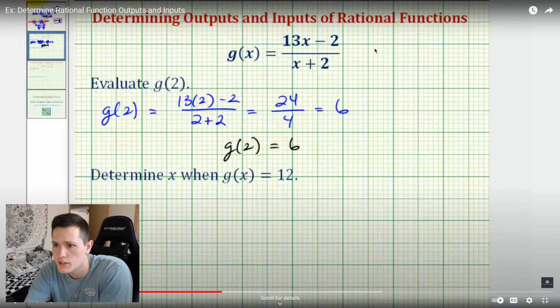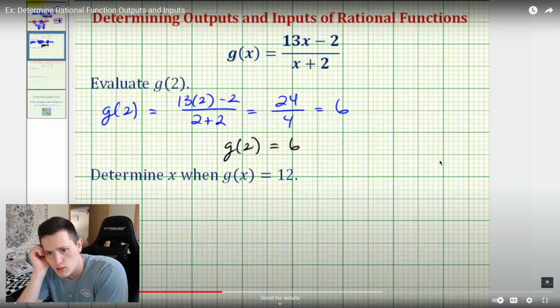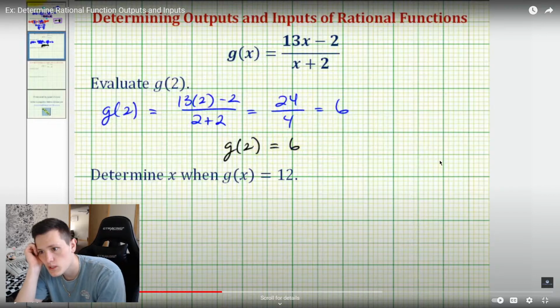It's an input to a rational function. It's just filling in for x. So 13 times 2 is 26, minus 2 is 24, 2 plus 2 is 4, and 4 goes into 24 6 times.